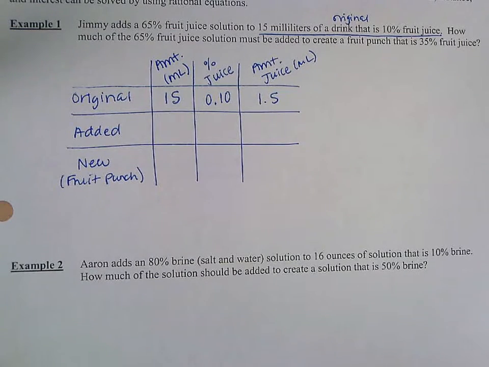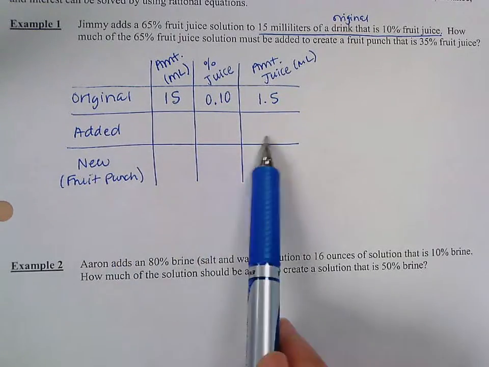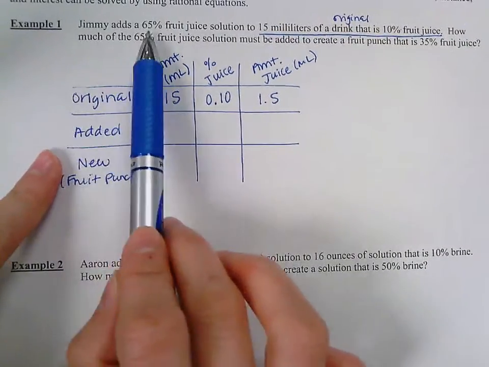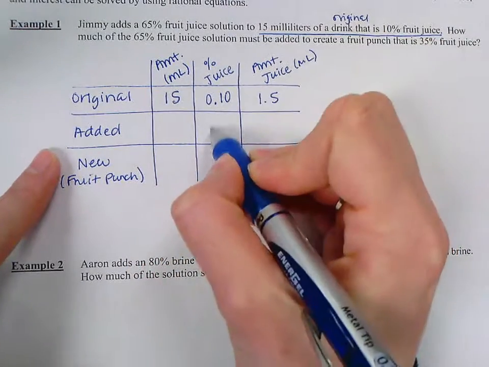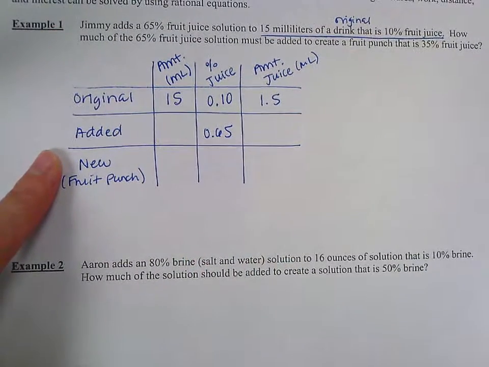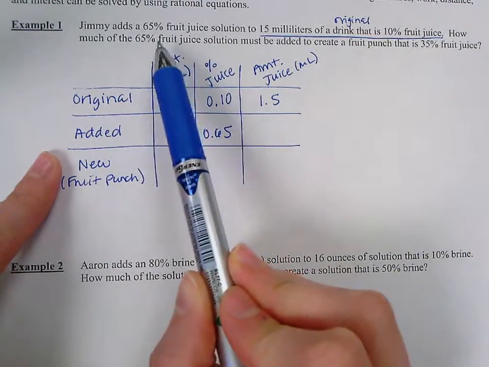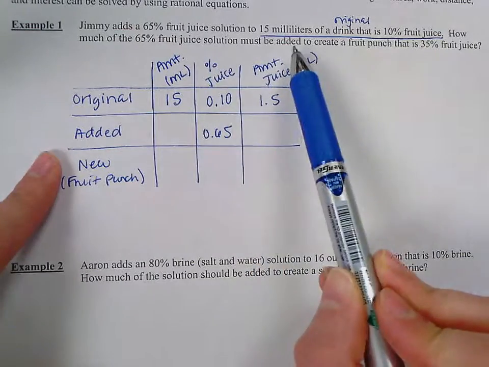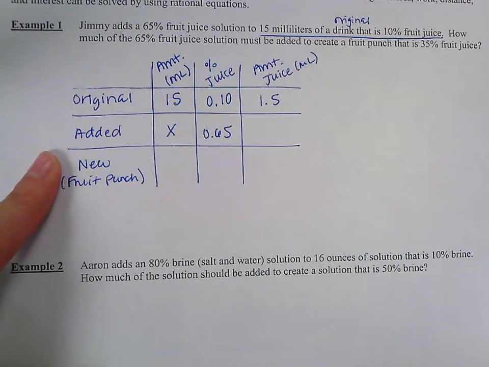Okay, so then if I fill in the information for what's being added, Jimmy's adding a 65% fruit juice solution, so I know what's being added. The percent juice is 65%, so 0.65. I don't know how much is being added, though. That's what I'm looking for. It says how much of the 65% fruit juice solution must be added. So I'm going to call this amount X. I don't know how much I'm adding.